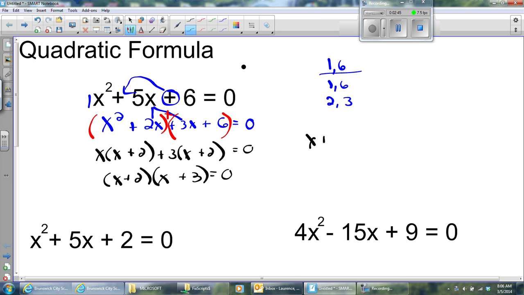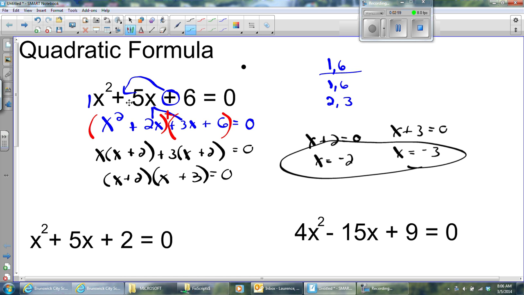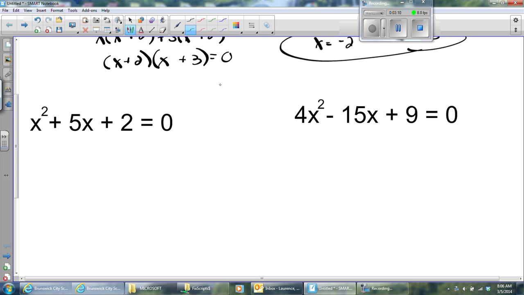I can say x plus 2 equals 0. Therefore, x equals negative 2. And I could say x plus 3 equals 0. Subtract 3 from both sides to get x equals negative 3. And those are my solutions. If I put negative 2 in for x, use the order of operations, I will get 0. If I put negative 3 in for x, I will get 0. Like I was saying before, the factoring doesn't always work. A problem like this, we would have said was prime in the past. We've said it's not factorable, and it's not. That doesn't mean it's not solvable. We can still solve it.